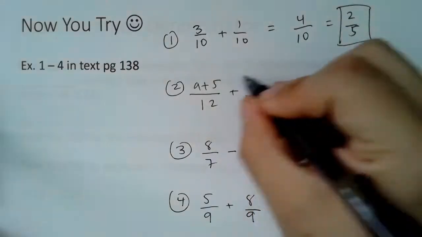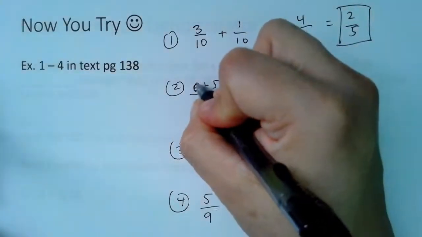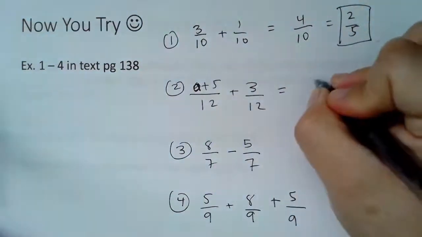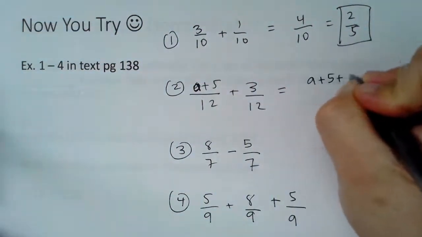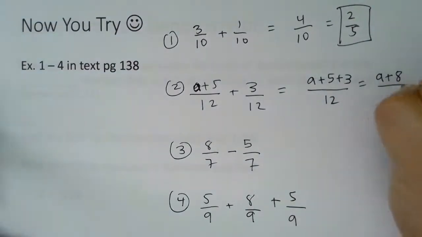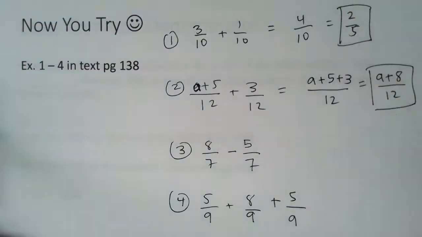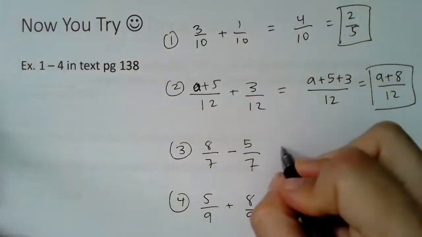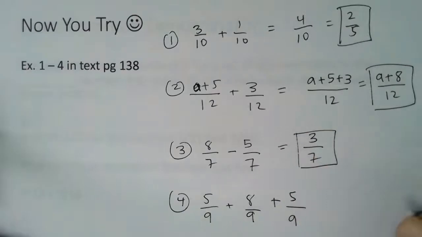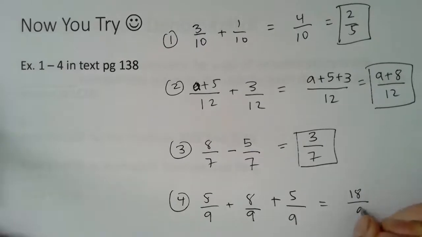Okay? This one is A, this is the letter A, not the number 9. A plus 5 plus 3, the denominators are the same, so that's just A plus 5 plus 3 over 12, which becomes A plus 8 over 12. Okay? And then this one is just subtracting, so 8 minus 5 is 3, so that's just 3/7. And then here 5 plus 8 plus 5, that just becomes 18 over 9, so then that is 2. Okay?